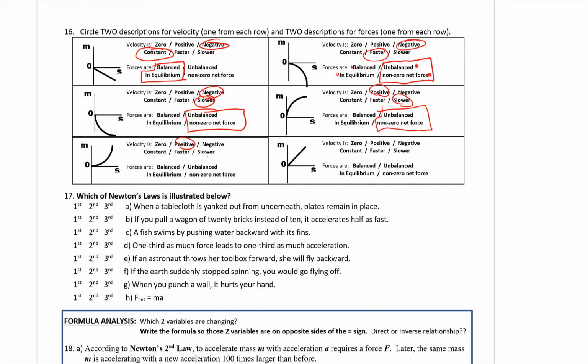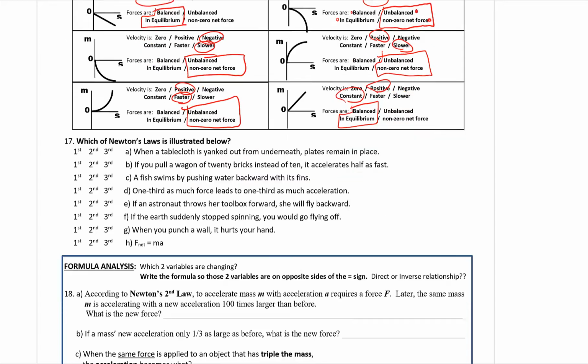Here it's positive and getting faster. If it is getting faster, then it has unbalanced or non-zero forces. Here it's constant and positive. And these forces are going to be balanced and in equilibrium. The bottom ones come as a pair.